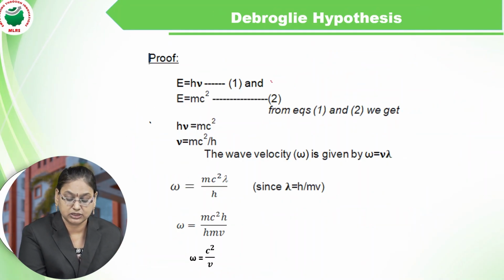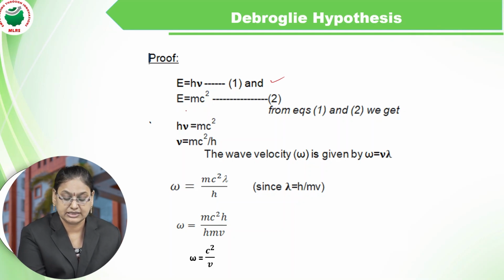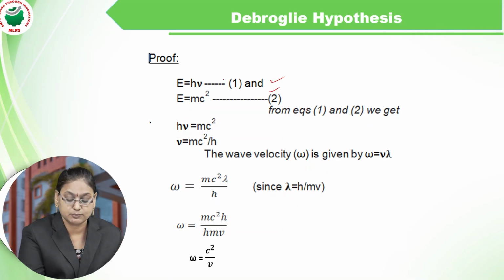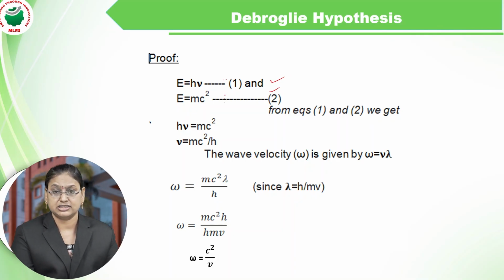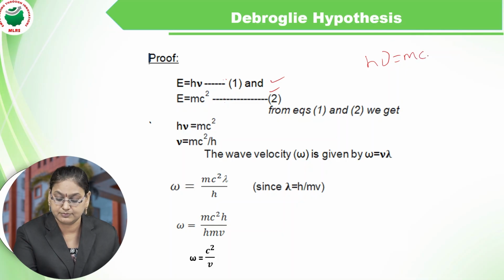Here, E is equal to h nu represents the energy of a photon, and E is equal to mc square is from the mass-energy relation. Since both represent energy, we can equate them. So h nu is equal to mc square, and wave velocity omega is equal to nu lambda. Here nu is the frequency.